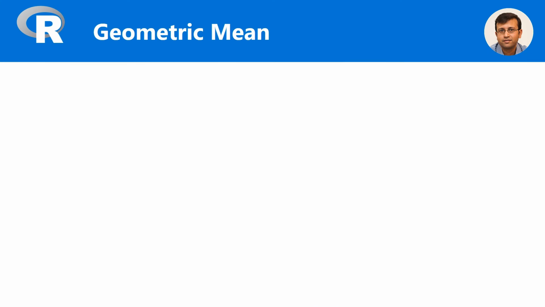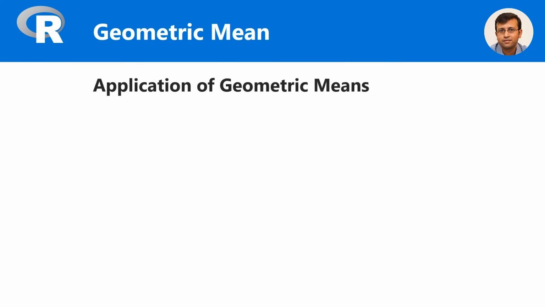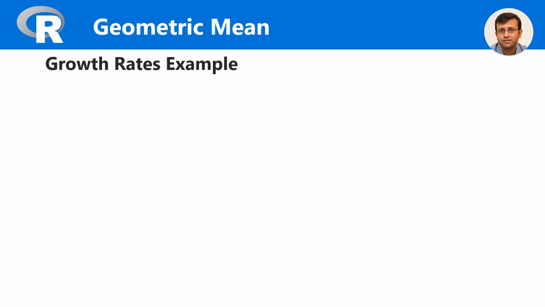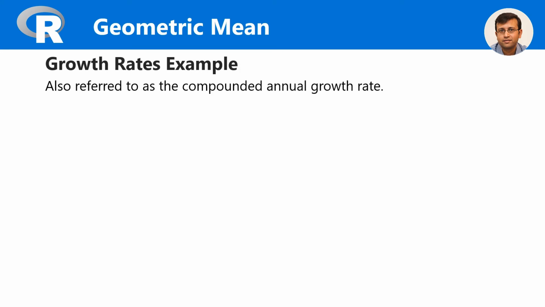In this video, we will look at the applications of the geometric mean. The geometric mean is most commonly applied and used in business and financial applications, such as calculating the growth rate or computing the returns on a portfolio of securities. Let us take an example of growth rates. The growth rate calculation for stocks is sometimes also referred to as compounded annual growth rate.